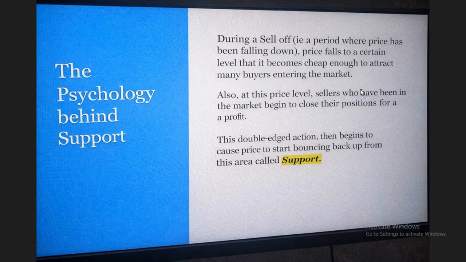The psychology behind support. During a sell-off, that is a period where price has been falling, price falls to a certain level that it becomes cheap enough to attract many buyers entering the market. Also, at this price level, sellers who have been in the market begin to close their positions for a profit. This double-edged action then begins to cause price to start bouncing back up from this area called support. So, just as I have explained, that is support for you.